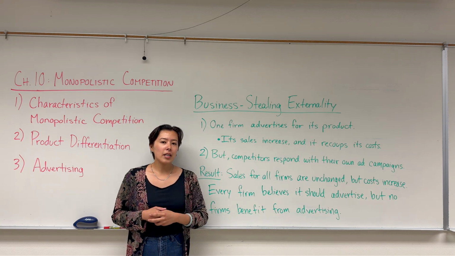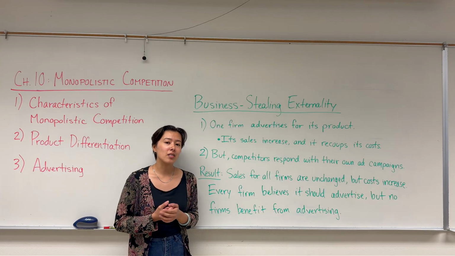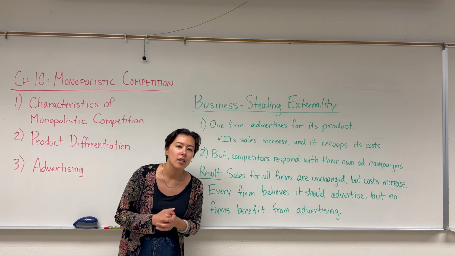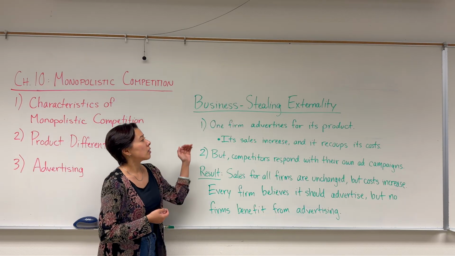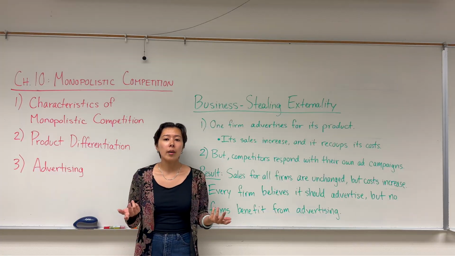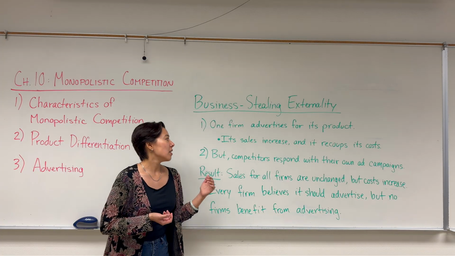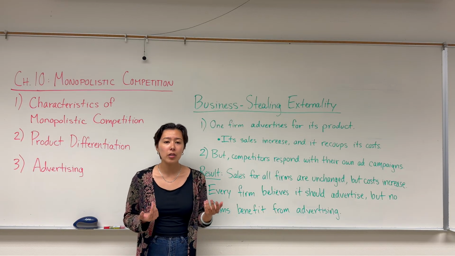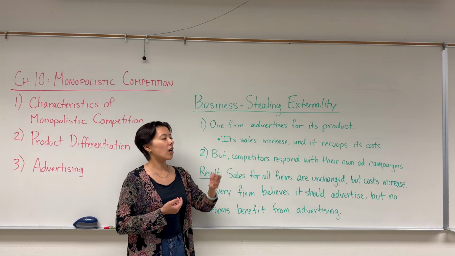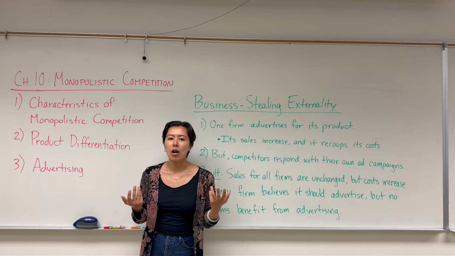So this is some external cost that is imposed on other firms when one firm decides to advertise for its product. So let's think about this with the example of the pizza market. Suppose that one firm, Domino's, decides to run some commercials to advertise its pizza. That is going to cost Domino's some money. It's going to increase the cost for Domino's, but those ads are going to cause its sales to increase, and it's going to allow Domino's to recoup its costs.